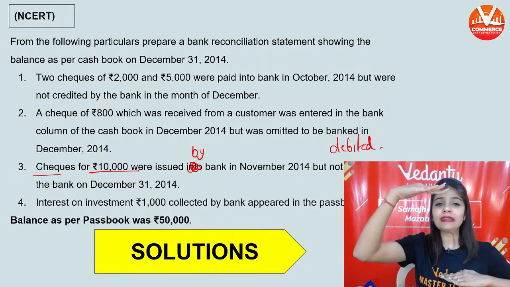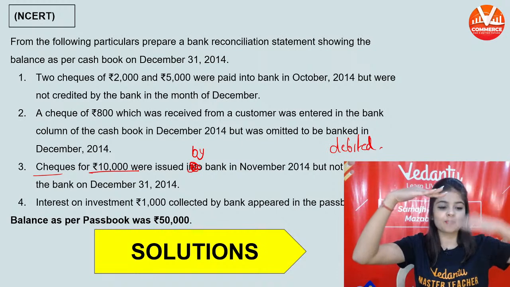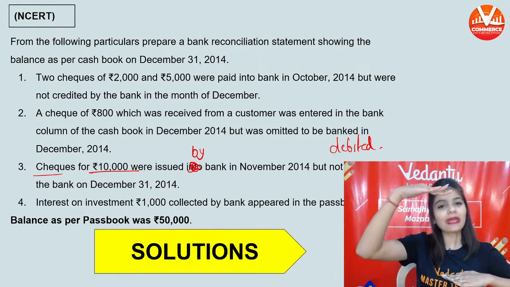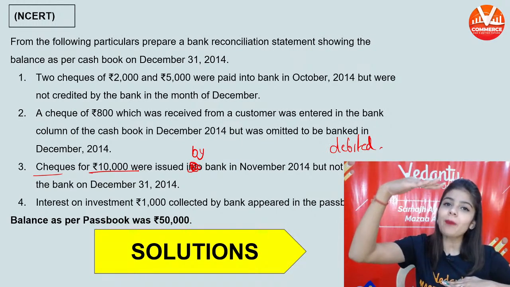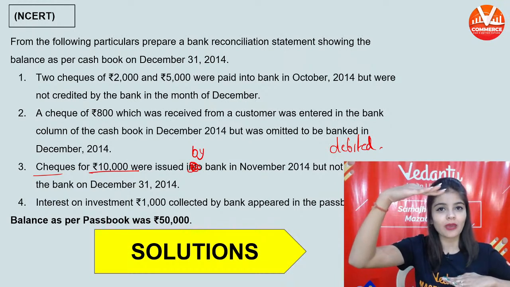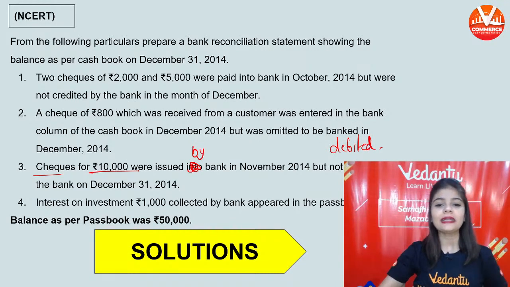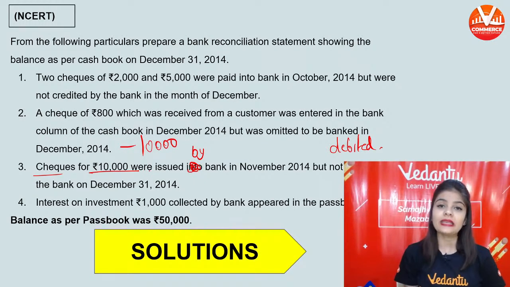So check for 10,000 were issued. So cash book has decreased by 10,000. What will you do in the passbook? क्या करोगे पासबुक में? We will minus 10,000. तो हम पासबुक में से माइनस कर देंगे 10,000.